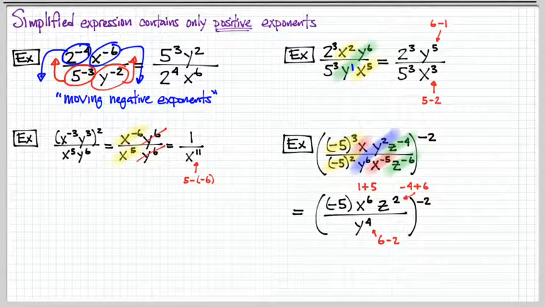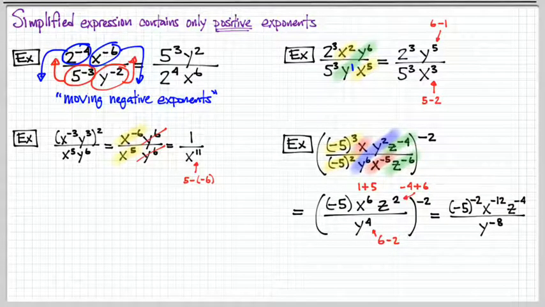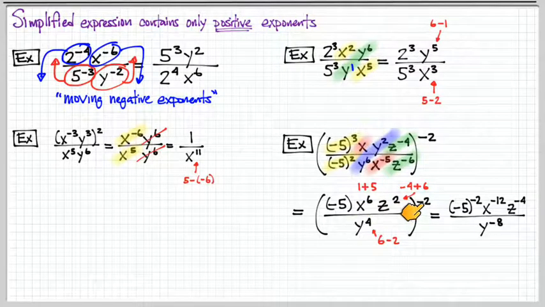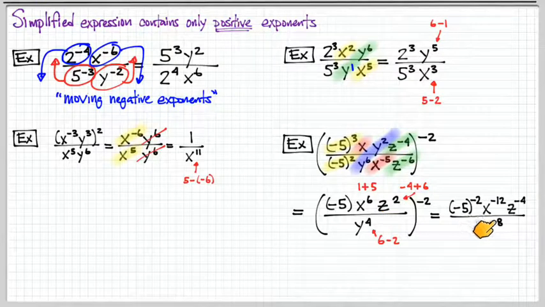I'm going to start multiplying these all out. So here I got negative 2 times 1 here, an invisible 1, my negative 2. I have 6 times negative 2 is negative 12. 2 times negative 2 is negative 4. 4 times negative 2 is negative 8.